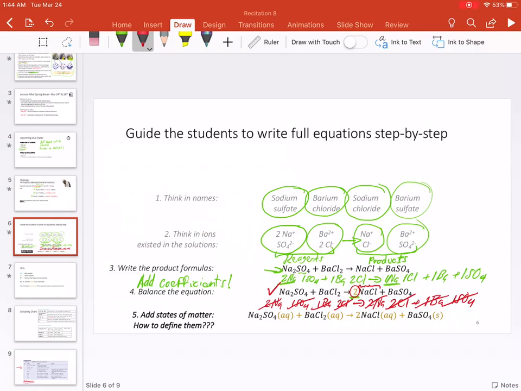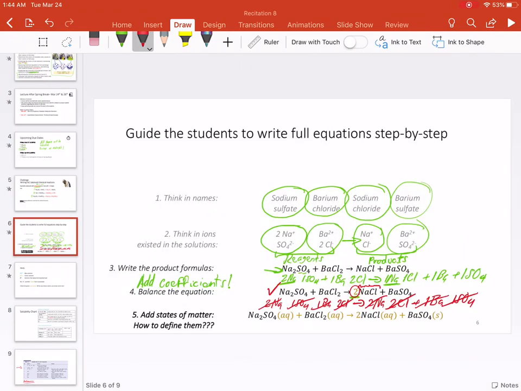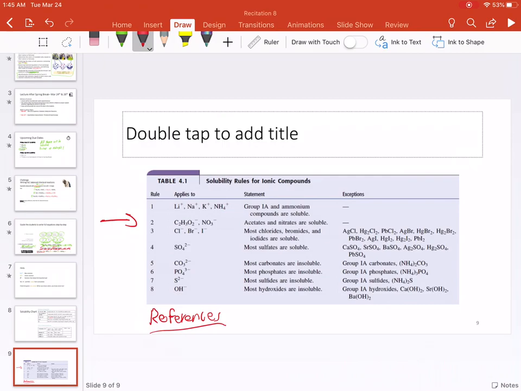Okay, now in addition to that, I can also define the state of matter, but for this I need to use my solubility table, which is this table I am showing you guys over here. So how can I know whether that's right or wrong? Well, let's take a look at that. Let's go with the first compound I have over here. They are telling me that that's aqueous. Let's see if that's true. I have sodium sulfate. If I go to the table, they are telling me that sodium, in this case over here, group 1A and ammonium compounds are soluble, okay?